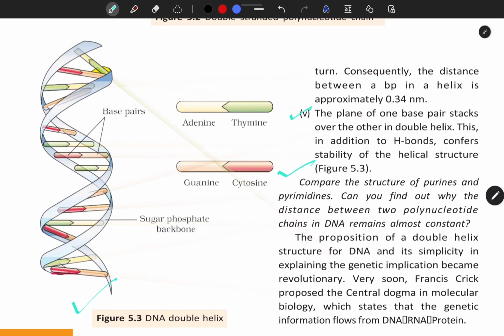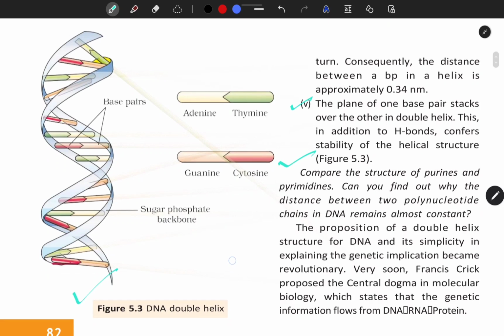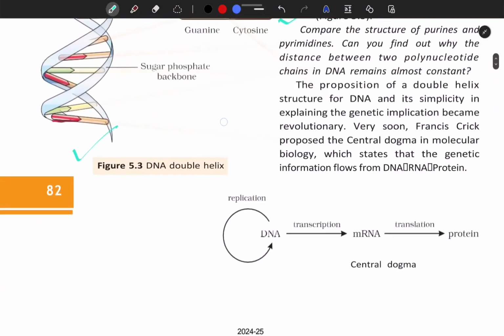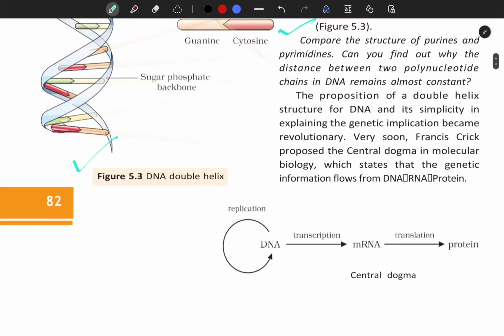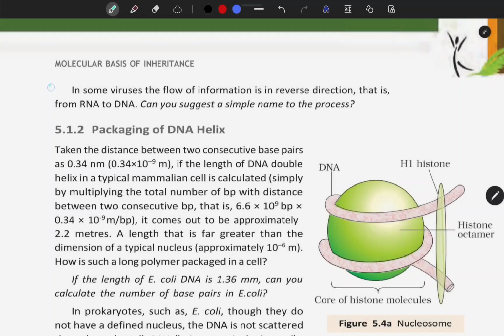Compare the structure of purines and pyrimidines. Can you find out why the distance between the two polynucleotide chains in DNA remains almost constant? The proposition of a double helix structure of DNA and its simplicity in explaining the genetic implications became revolutionary. Very soon, Francis Crick proposed the central dogma in molecular biology, which states that the genetic information flows from DNA to RNA to protein. In some viruses, the flow of information is in the reverse direction, that is from RNA to DNA. Can you suggest a simple name for the process?